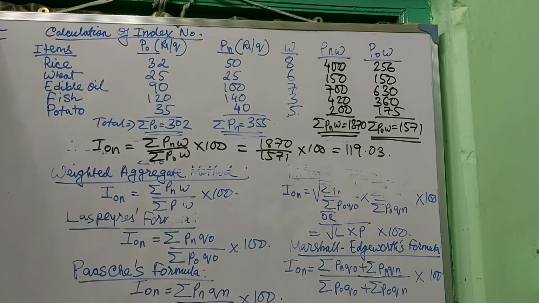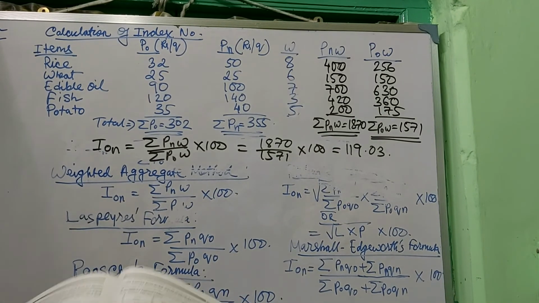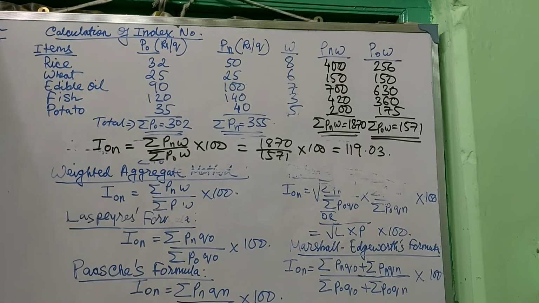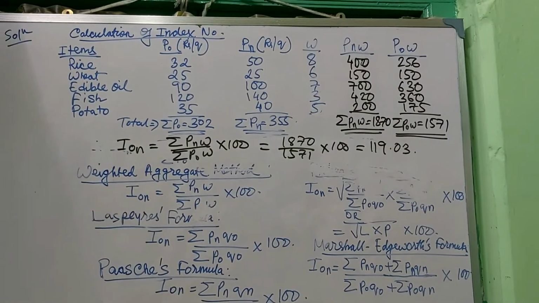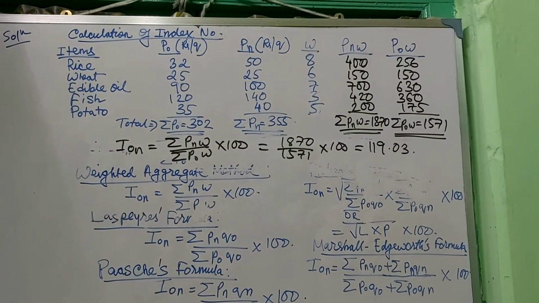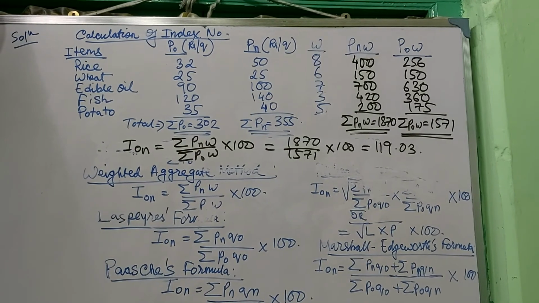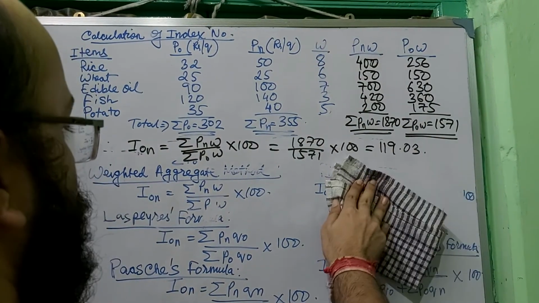I will provide you another sum for the weighted method as homework. I just used the homework sum with weights here. The same formula of the weighted aggregate method you have to follow. Otherwise everything remains the same.